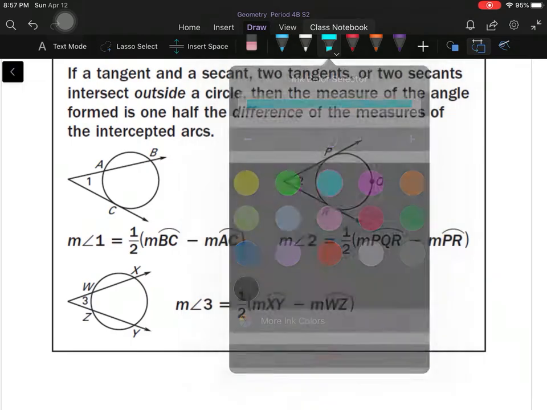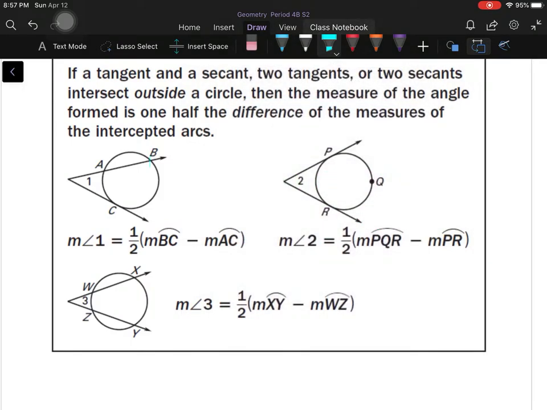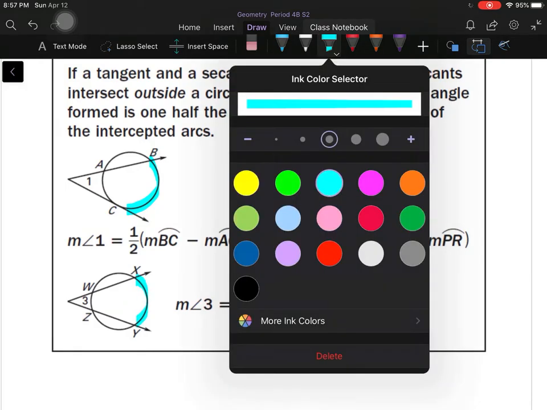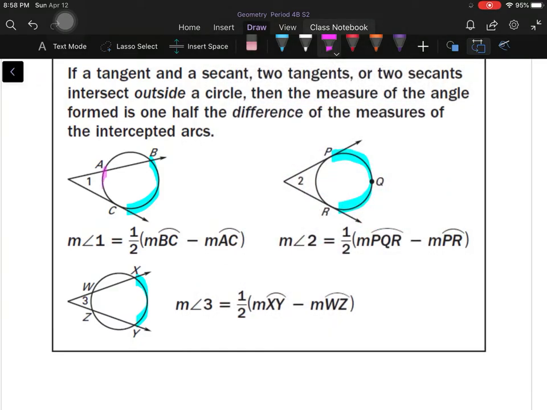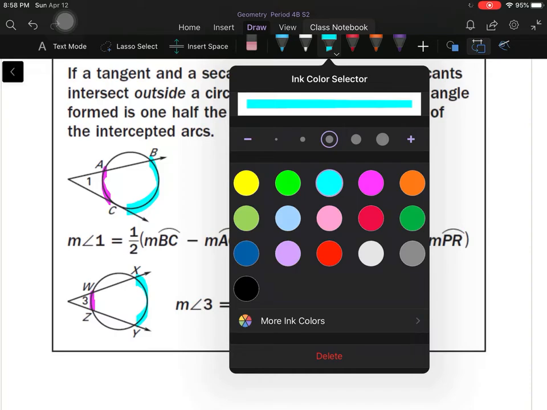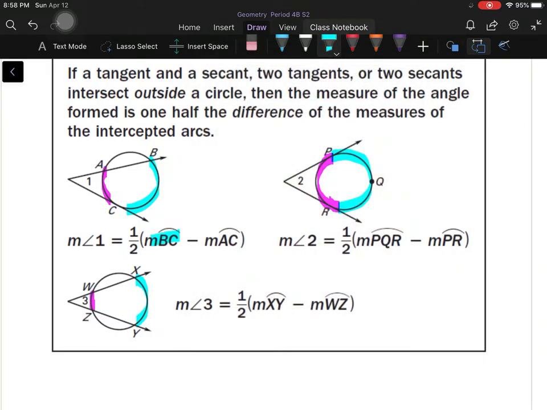So if I do some highlighting here, in each of these scenarios, you have two arcs that are formed by the two secants, or the two tangents, or the tangent and the secant. So there's the first arc that's formed, and then we have a smaller intercepted arc. If you notice in all of these formulas, it's the measure of the bigger arc, and then we're going to subtract from it the measure of the smaller arc. And then you take half of it just like we did last week.